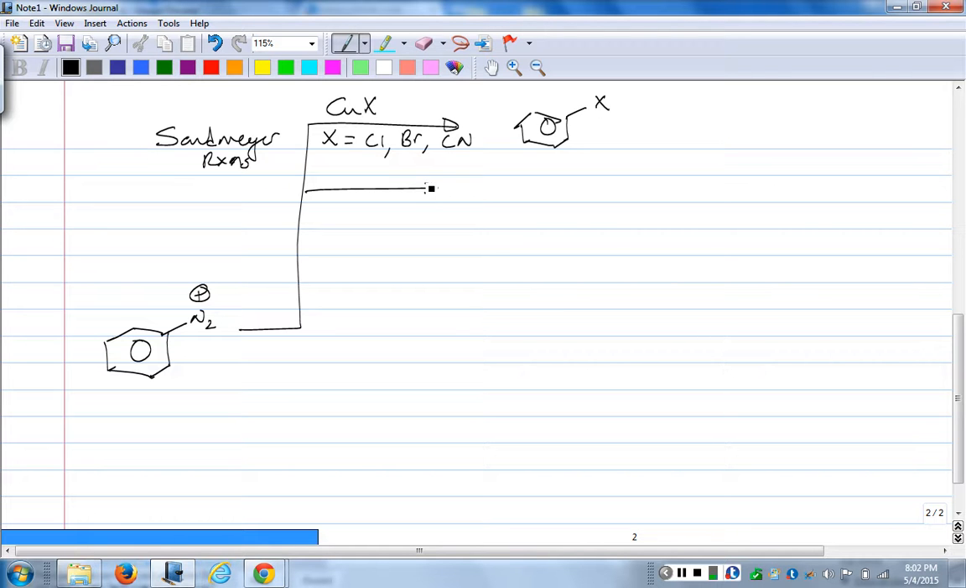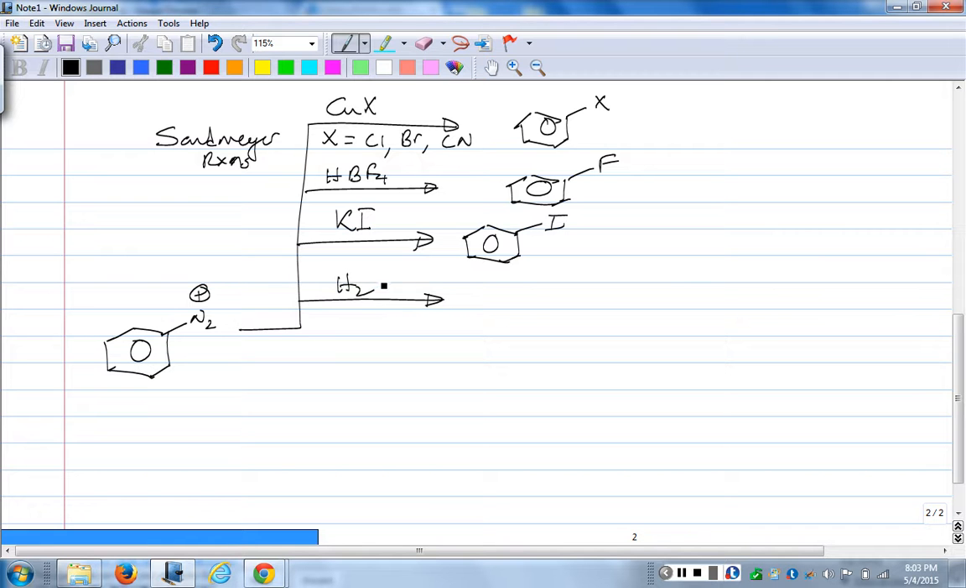If I wanted to get a fluorine on, it doesn't work well with a Sandmeyer, but it does work well with fluoroboric acid. So HBF4 with the diazonium ion will give rise to the fluorobenzene. Regular old potassium iodide will give rise to the iodobenzene. I could actually get a phenol on if I allow this to warm with water. So I put on a hydroxy group and I make the phenol.